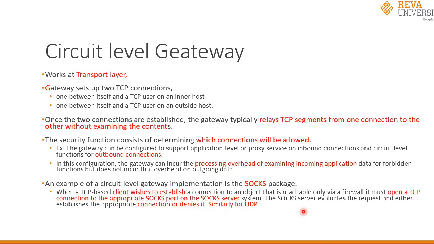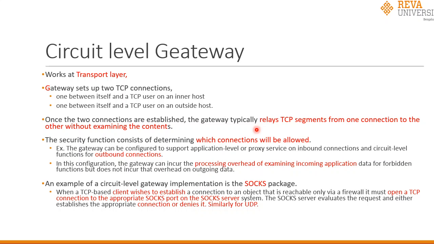Now let's look at the circuit level gateway. This works at the transport layer. Here the gateway sets up two TCP connections, that is, one between itself and the TCP user on an inner host. The second one is between itself and the TCP user on the outside host. Once these two connections are established, the gateway typically relays TCP segments from one connection to the other without examining the contents of the TCP segments.